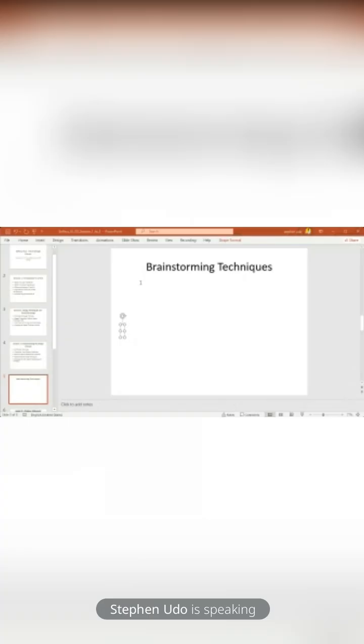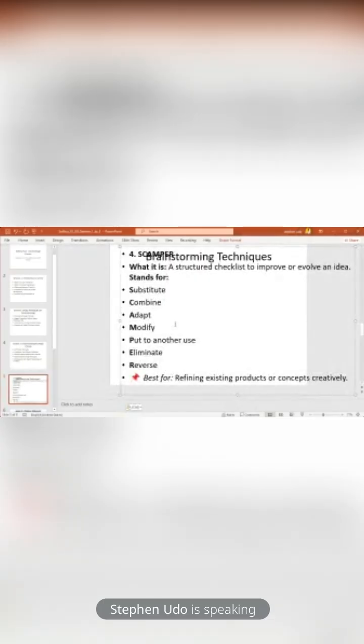Okay, we have number four, the fourth one: SCAMPER. What is SCAMPER all about? SCAMPER is a structured checklist used to improve or evolve an idea. S stands for substitute, C stands for combine, A stands for adapt, M stands for modify, P stands for put to another use, E stands for eliminate, R stands for reverse. It's best for refining existing products or concepts creatively.